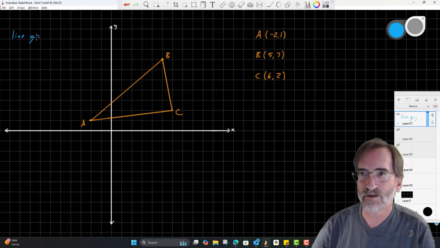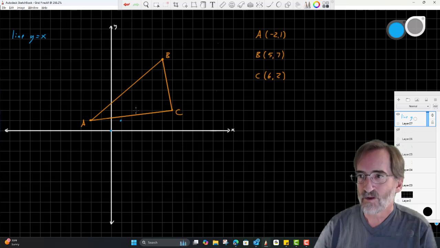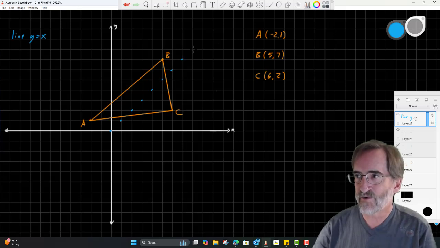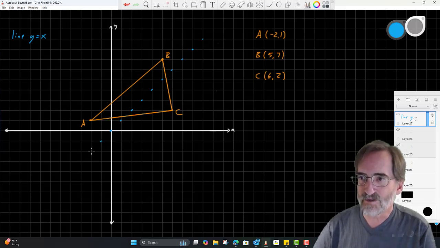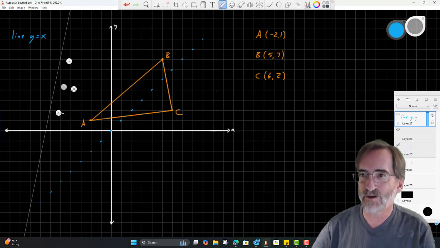Y equals x. To graph y equals x, graph 0, 0. And then graph 1, 1, 2, 2, 3, 3, 4, 4, 5, 5, 6, 6, 7, 7, 8, 8, 9, 9, and so on. And you'll notice you get this diagonal line. Okay? And so we're going to reflect across the line y equals x. And let's see what happens here.